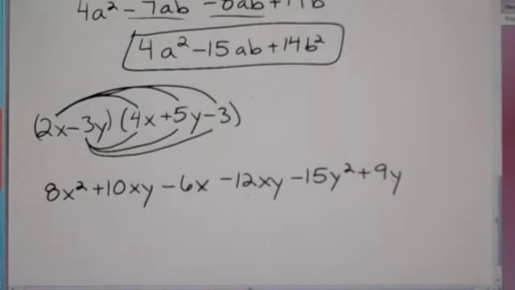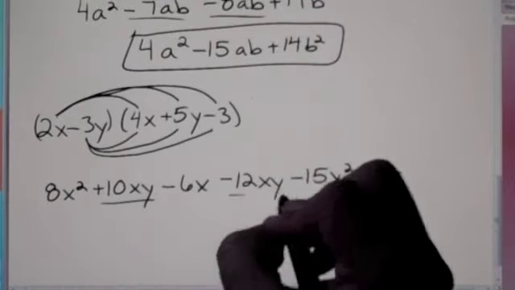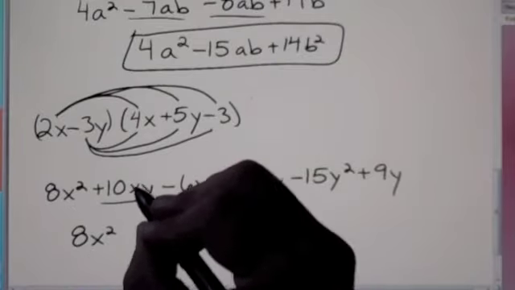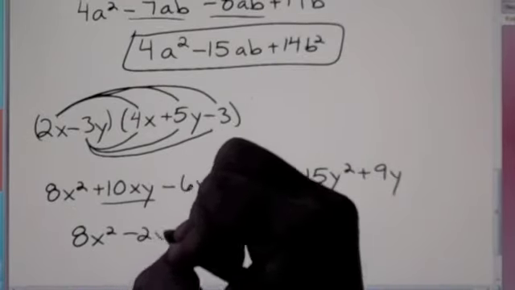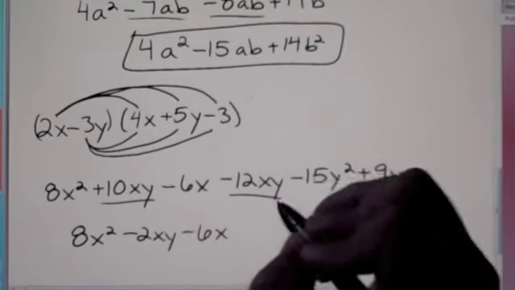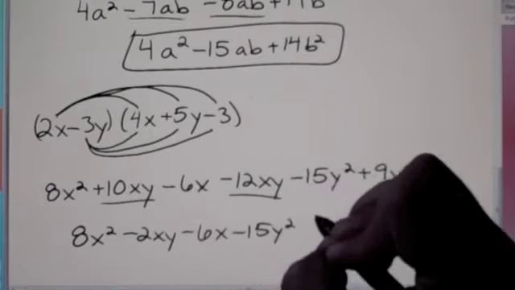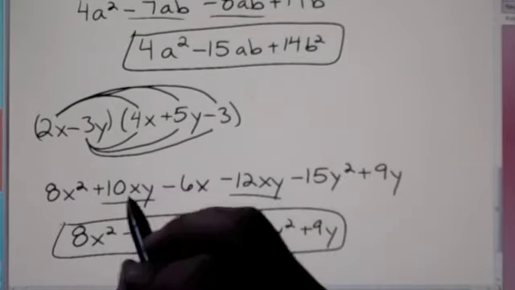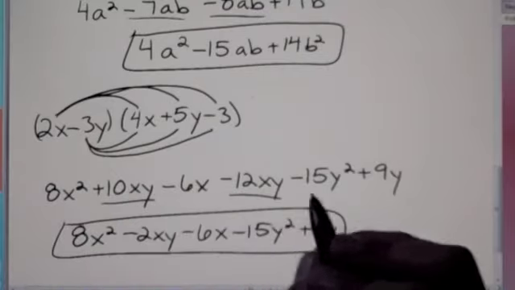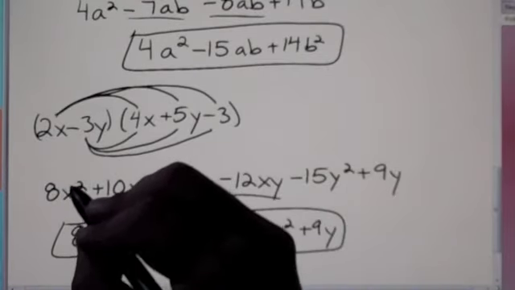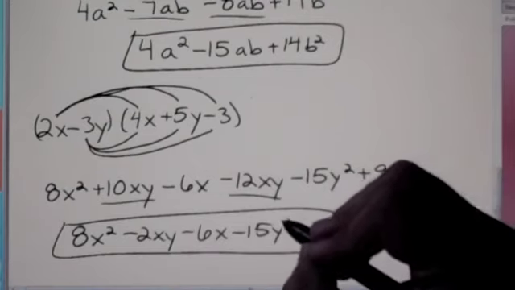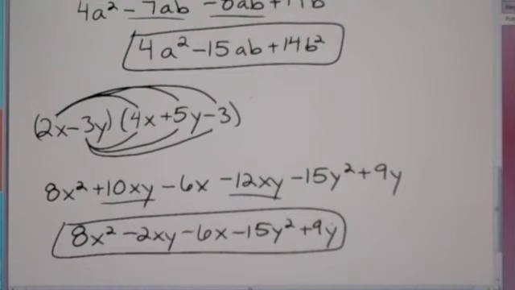So it turns out we only have one set of like terms. That's okay. So our final answer is 8x squared. 10xy minus 12xy is negative 2xy. Minus 6x minus 15y squared plus 9y. And this is our final answer. Again, not only can you not combine unlike terms, but they also have to have the same exponent. Notice I didn't combine the 8x squared with the negative 6x or the negative 15y squared with the 9y because they have different exponents. When you add and subtract, they have to have all the same variables and exponents.